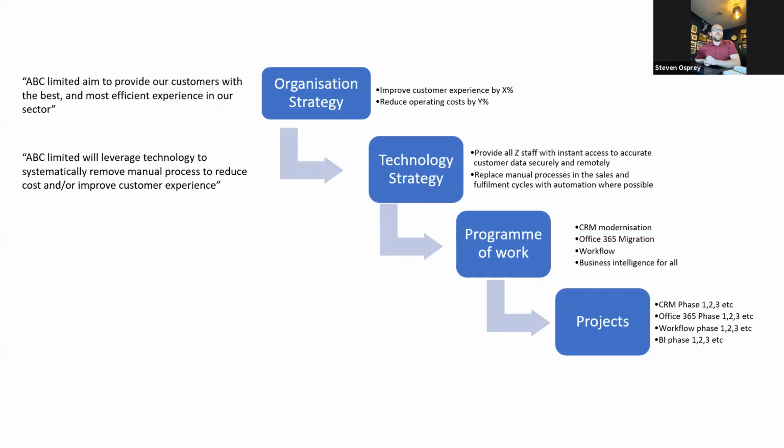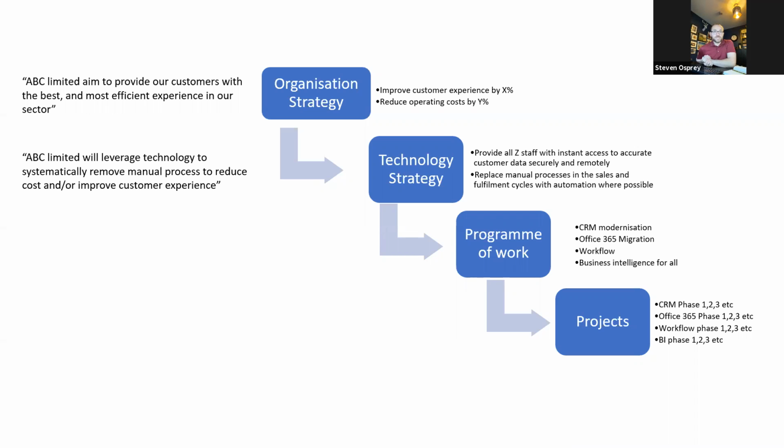Underpinning that, for me, a valid technology strategy has to map directly into the org strategy. So the technology strategy could be something like, ABC Limited will leverage technology to systematically remove manual process to reduce cost and/or improve customer experience. Again, a lovely statement, but what does that mean? And those two bullets there could say, provide all Z staff with instant access to accurate customer data securely and remotely, and then replace manual processes in the sales and fulfillment cycles with automation where possible. So practical go-dos, and that list could be as long as you like.